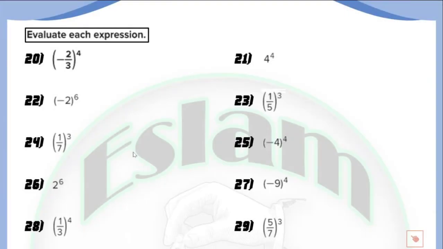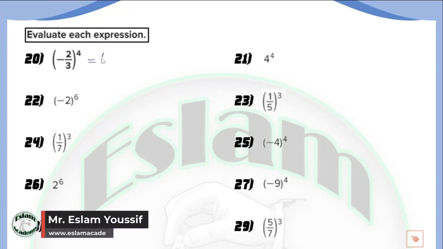In this part of the lesson, we need to evaluate each expression. We need to find negative 2 over 3, raised to the power 4. It means negative 2 over 3 is repeated in multiplication 4 times, so we just multiply that.